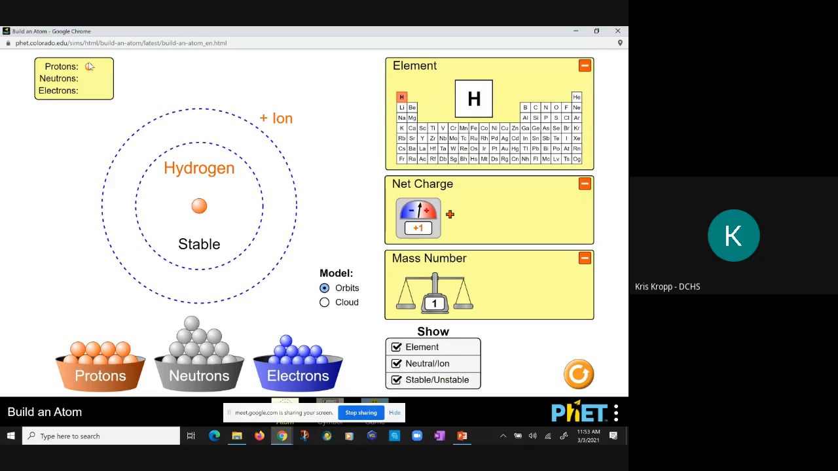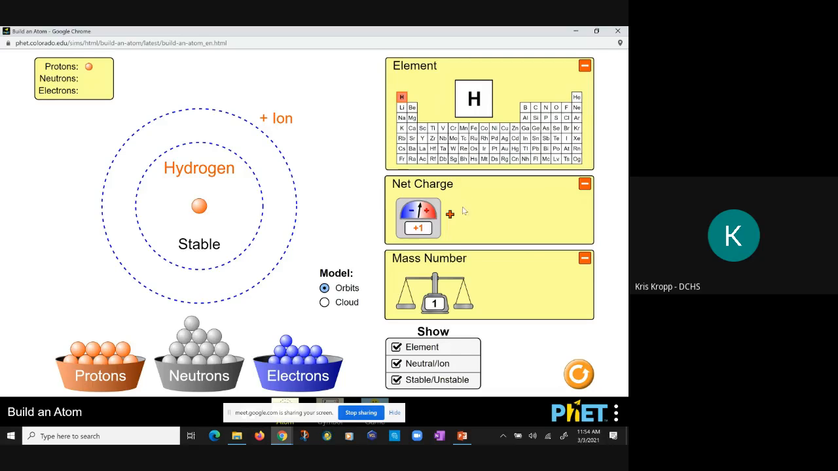All right. So I want to point out up here in the upper left-hand corner, it shows us we've got one proton in the nucleus. Notice the word hydrogen popped up here when I put that proton in. And then right up here above the blue dotted circles, we see positive ion. So right now we understand that this thing is an ion. And if we come over here to the periodic table, you can see H, hydrogen, is highlighted. That tells us what our element symbol is, H, and it shows us the position on the periodic table.